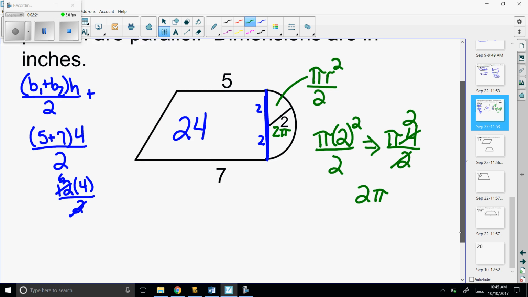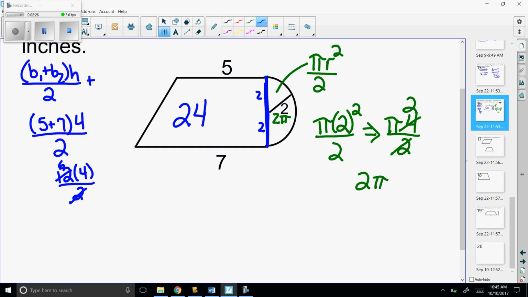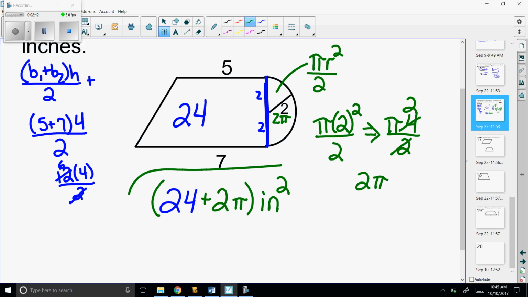To find the area of your whole figure, you're going to take the area of the trapezoid, which is 24, and you're going to add the area of the semicircle, which is 2 pi. You can leave your answer in terms of pi. That's an exact answer, which mathematicians like. So it's 24 plus 2 pi square inches.